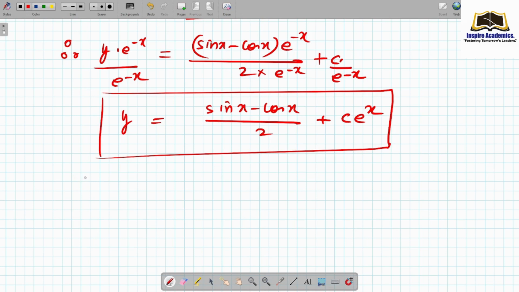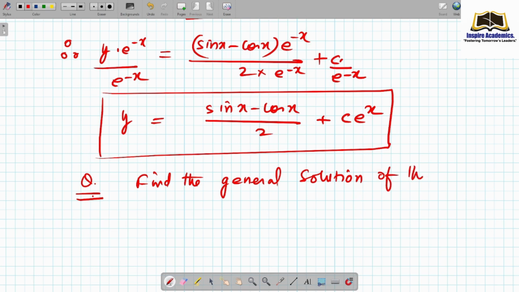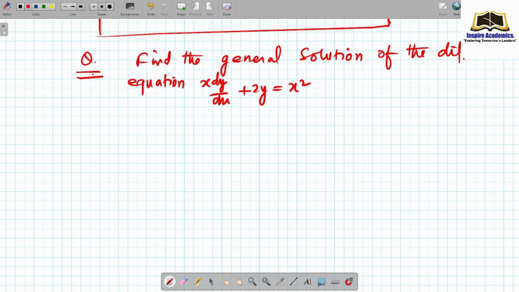Let us do the next question. Find the general solution of the differential equation x dy by dx plus 2y equals x square. Again, write down your answer and go to step 1.